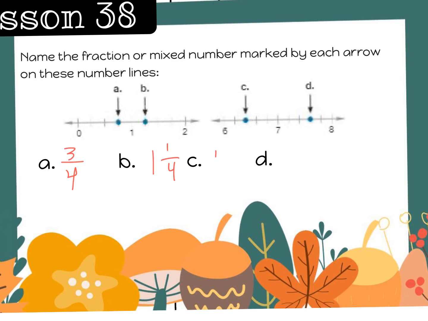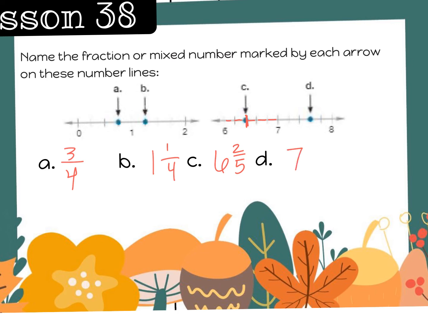6 and a half. Ooh. Is it a half? How many sections do we have? We have 1, 2, 3, 4, 5 sections. And it's on the second one. So 6 and 2/5. Very good. 6 and 2/5. And for D?